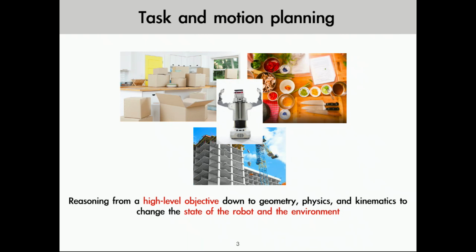Building on this advancement, the problem that I'm interested in is called the task and motion planning problem, where we have to reason from a high-level objective, such as packing boxes on a moving day, cooking a meal, or constructing buildings, down to such low-level details in order to change not only the state of the robot, but also the state of the environment.